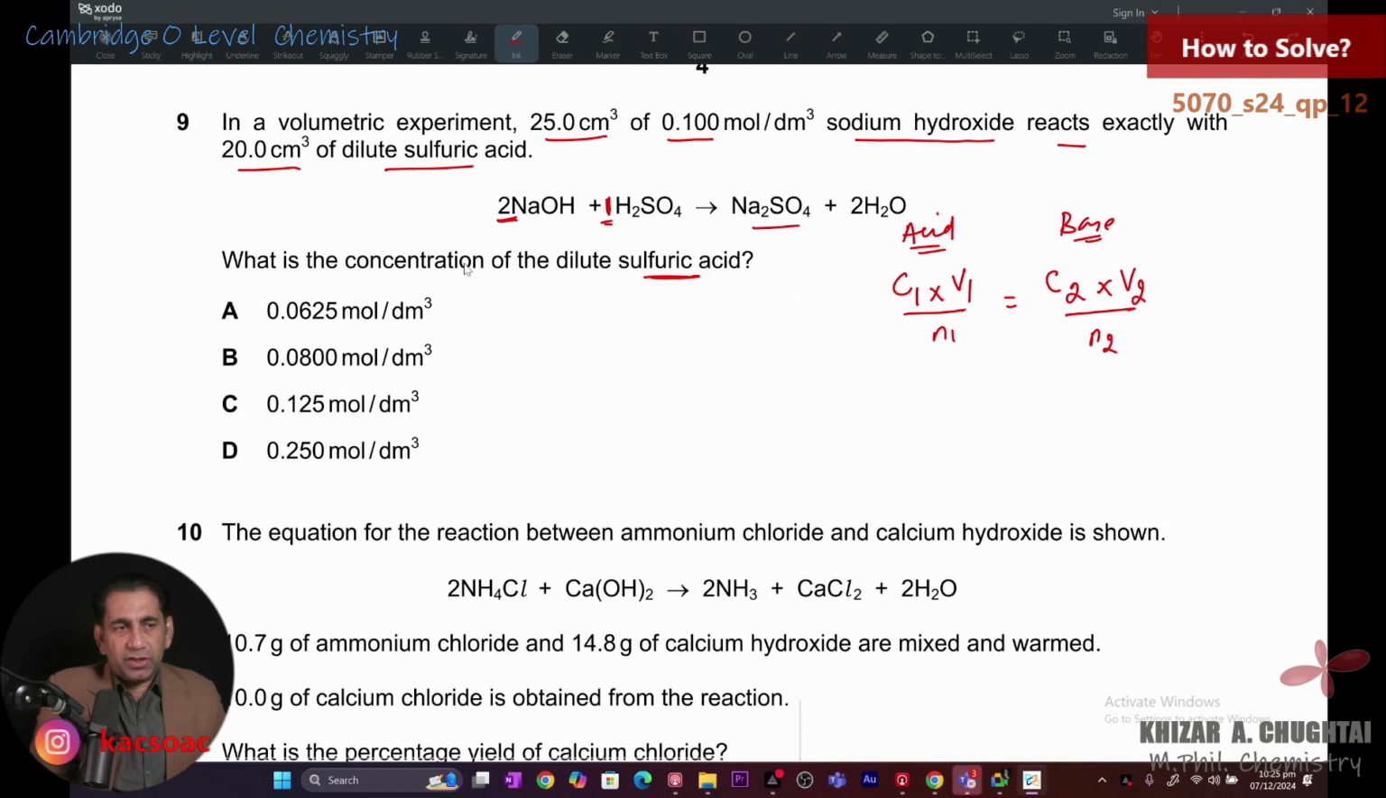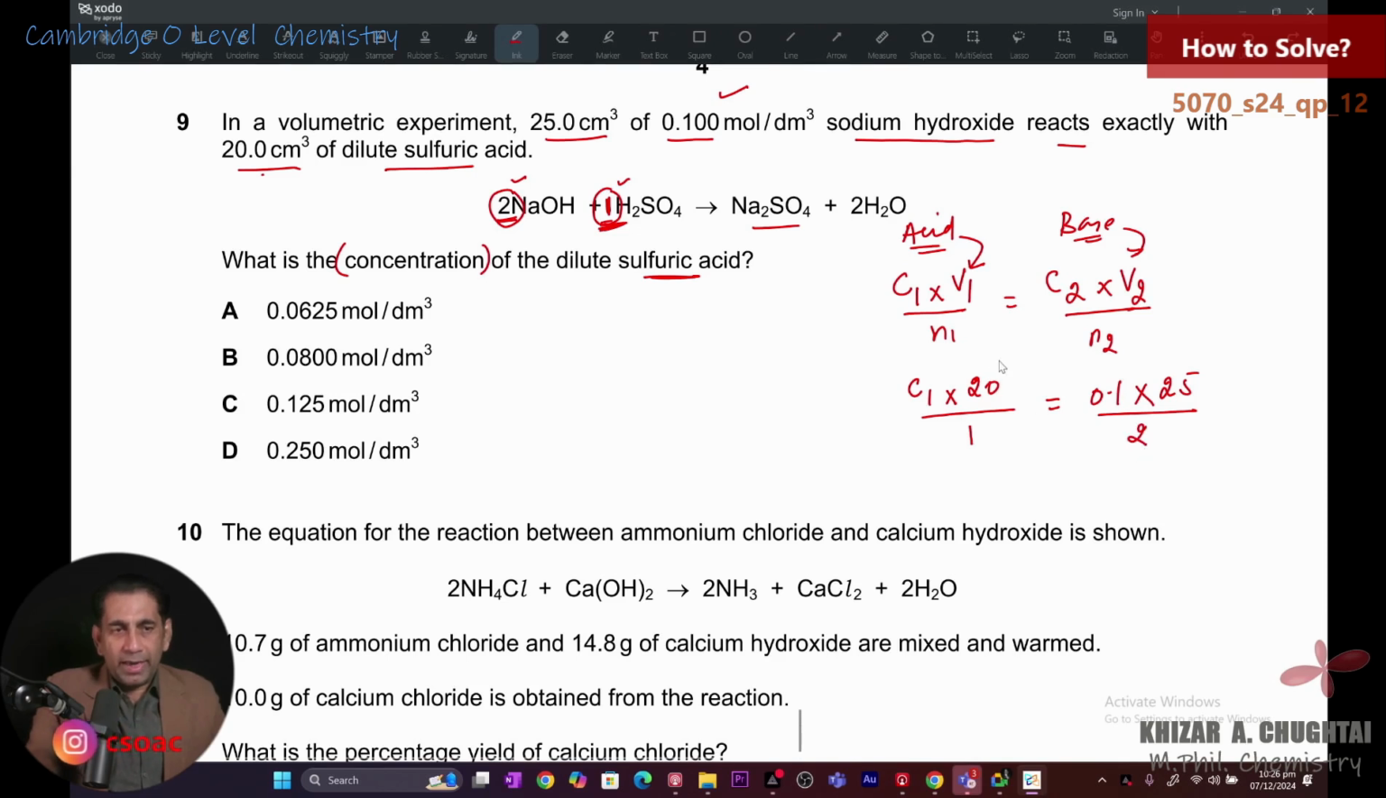So the concentration of acid is to be calculated. So C1 multiplied by V1, the volume of acid, which is 20, divided by N1. N1 is the number of moles of the substance in the equation. Here, what is the number of moles of H2SO4 in the equation? That is equal to 1. This is equal to C2, the concentration of the base, sodium hydroxide, 0.1, times V2, the volume of the base, which is 25. And what is the number of moles of the base in the balanced equation? It's 2. So I put 2 over here. Overall, by simplifying and doing this calculation, the answer is A.